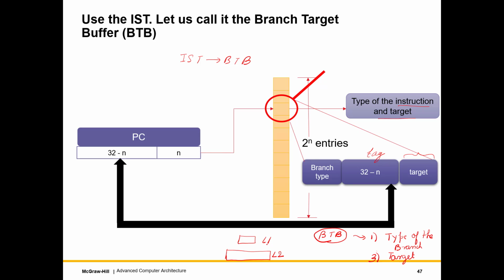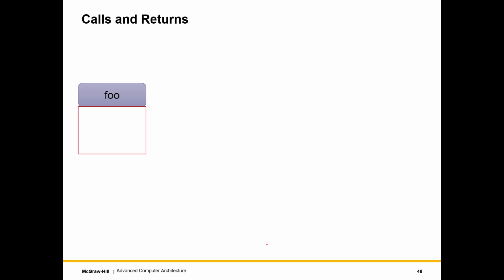Given that we have now solved all three of our problems, which is finding the type of the branch, predicting the outcome, taken or not taken, and finding the target, let us look at the other branch types. For unconditional branches, of course, nothing much needs to be done. We just need to find the target and that's it. But calls and returns are interesting.